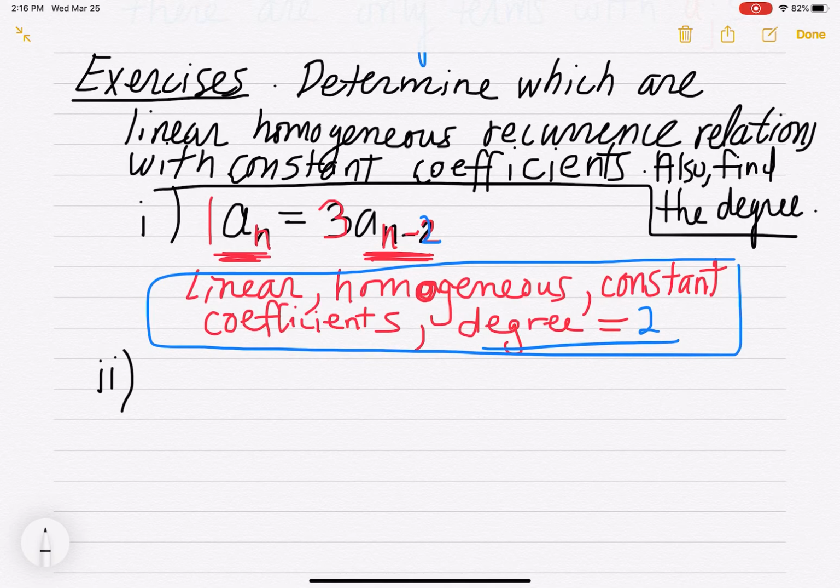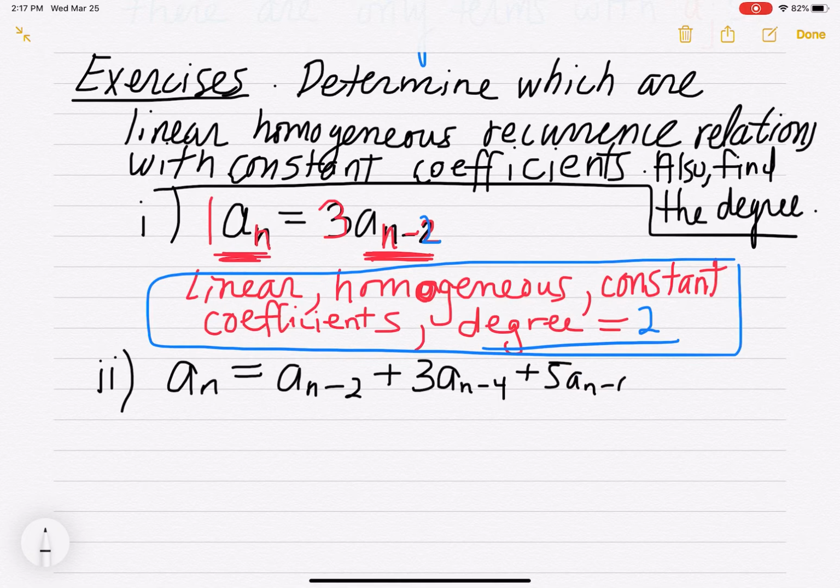Number 2. We have, what do we have? a_n is equal to, how about a_(n-2) plus 3a_(n-4) plus 5a_(n-6) plus n squared plus 1.